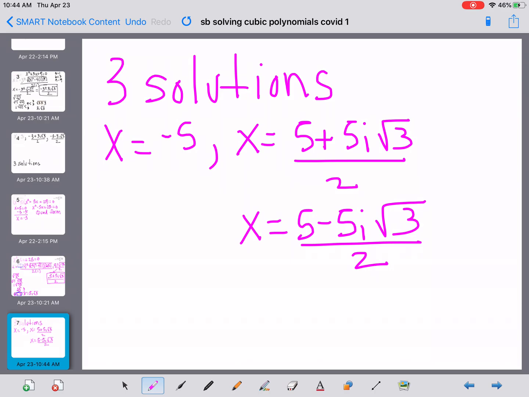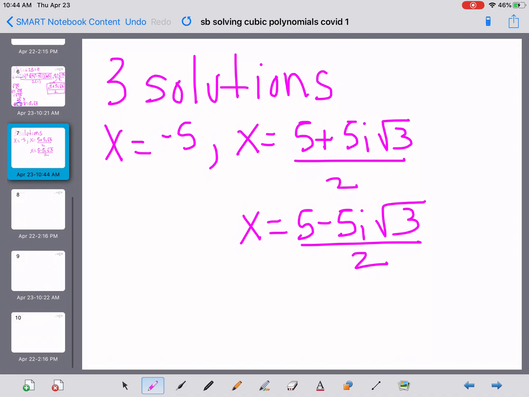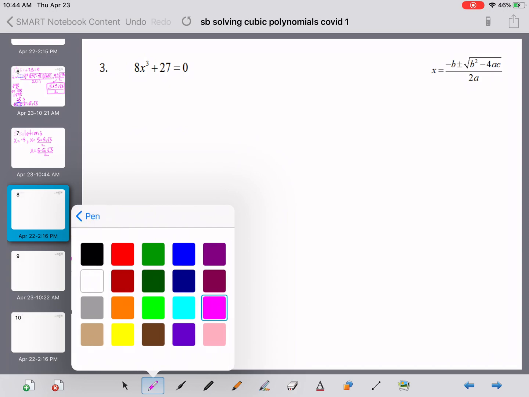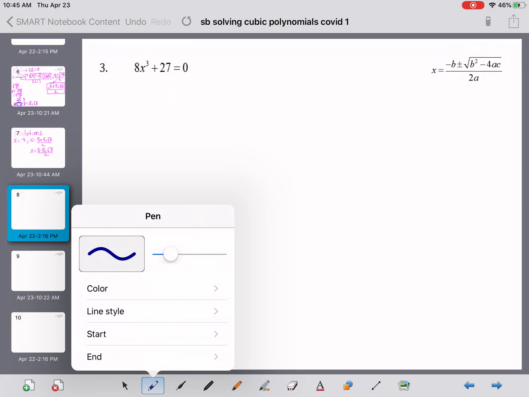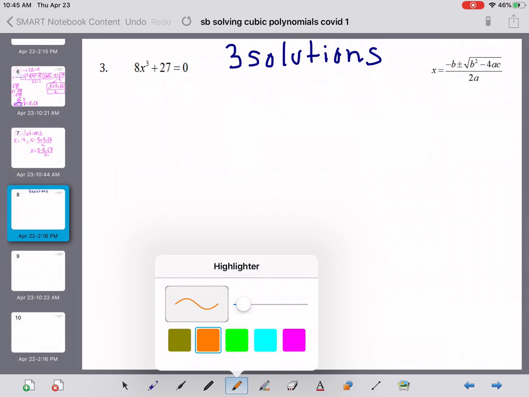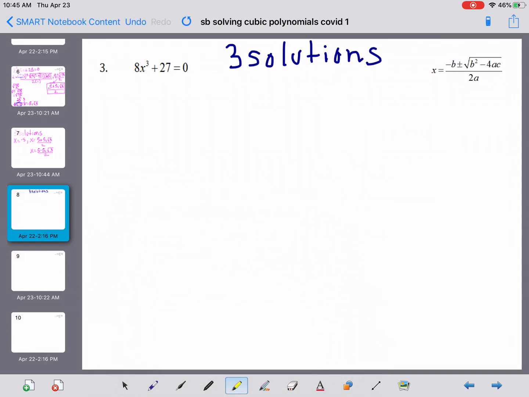So you get the hang of things here. We're going to make it a little bit harder on our next problem, only because, as you see on this particular problem, what's happening is that we've got an 8x cubed plus 27 this time. But as we take a look, we're still going to start it off the same way. By the way, we're looking to find eventually 3 solutions because our exponent in this problem is a 3.